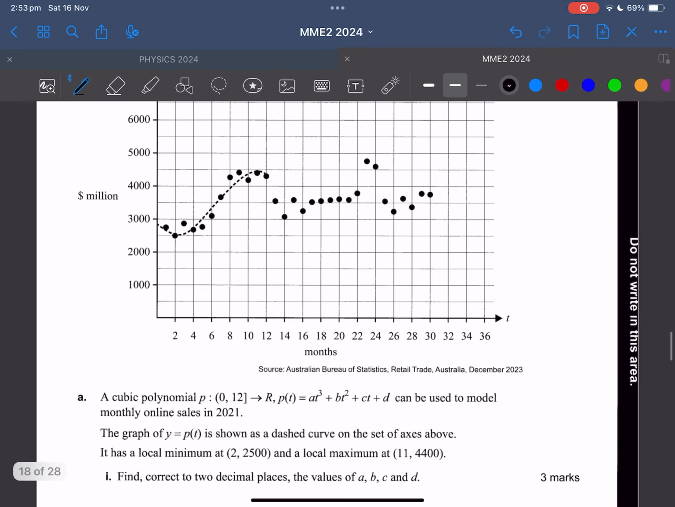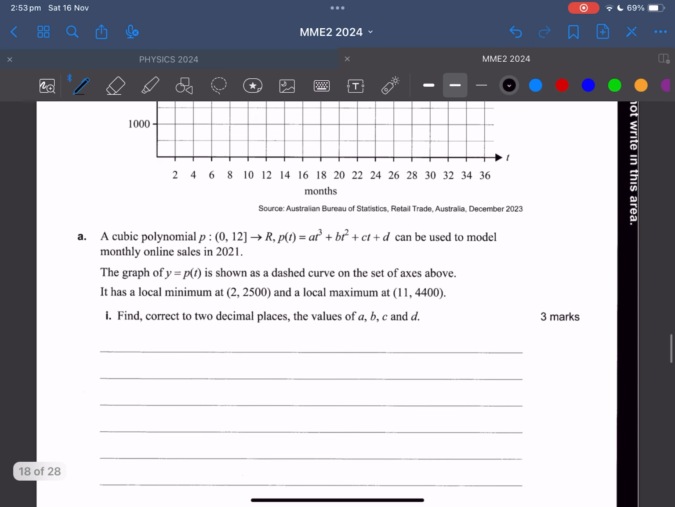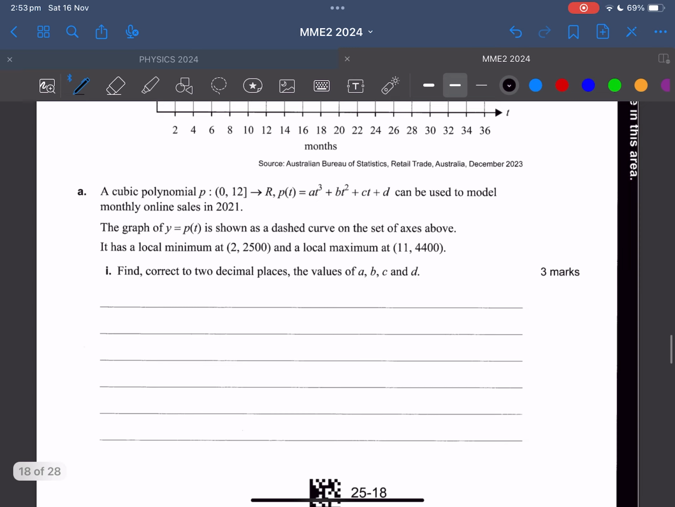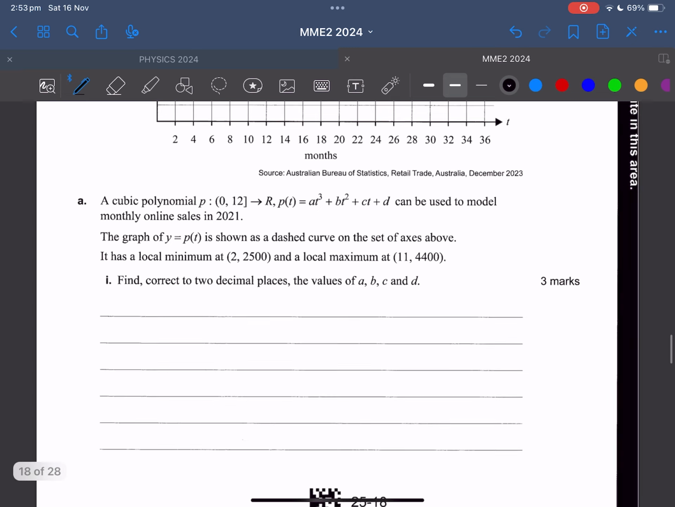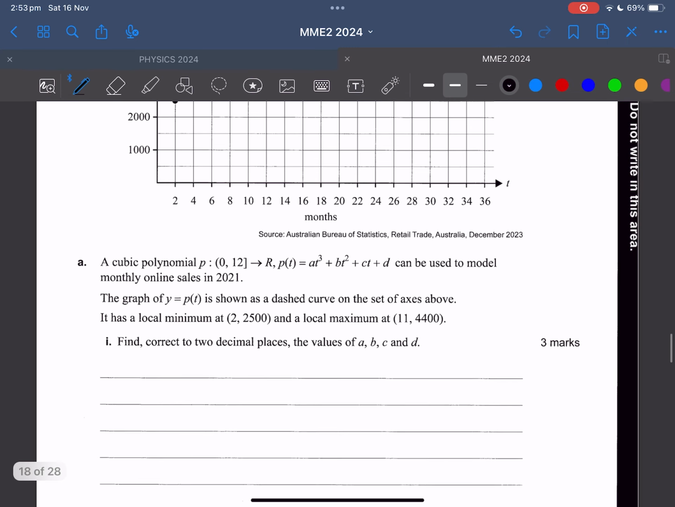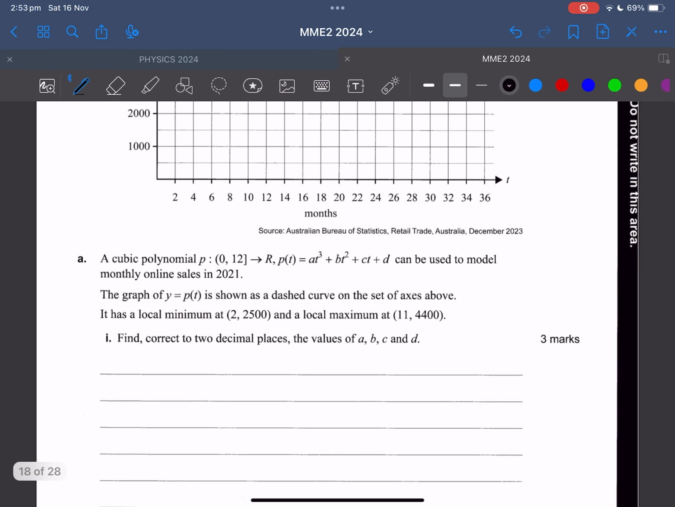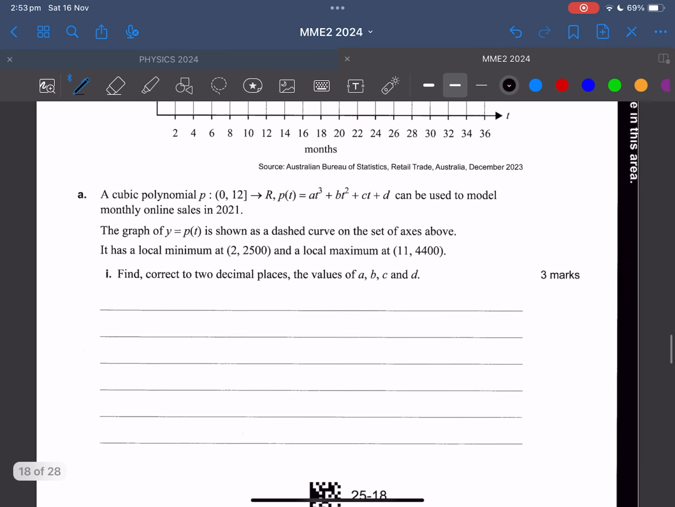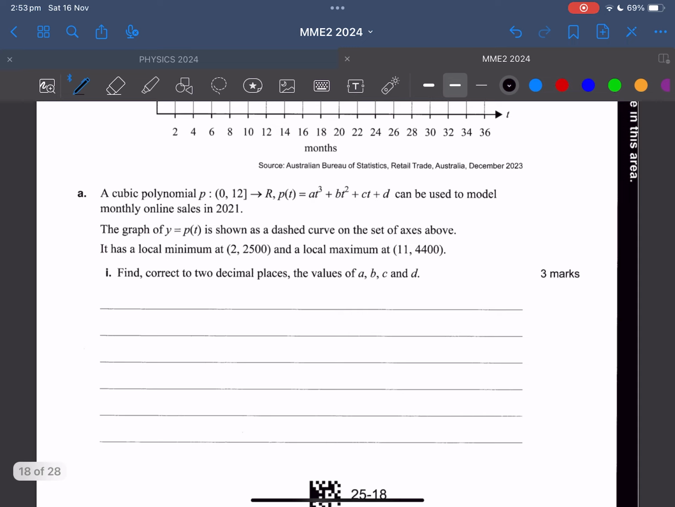A cubic polynomial P(t) can be used to model the monthly online sales in 2021. The graph of P(t) is shown as a dashed curve on the set of axes above. It has a local minimum at this point and a local maximum at this point. Find, correct to 2 decimal places, the values of a, b, c, and d.